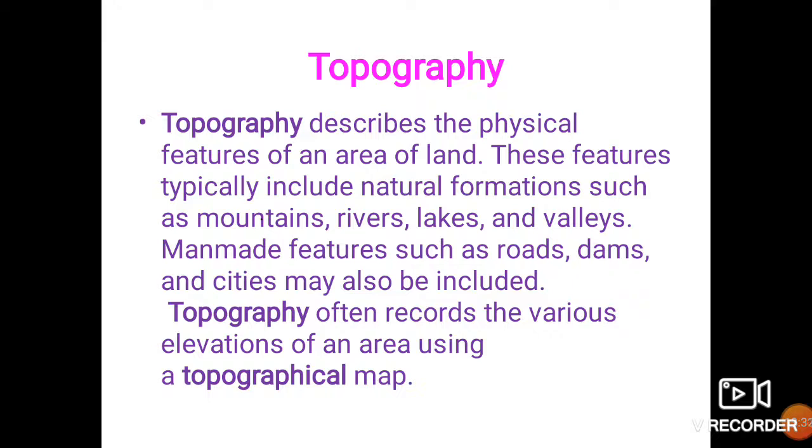Sometimes while making topographic maps, man-made features or artificial features such as roads, dams, towns, cultivated fields, railway tracks, post offices, temples, all these man-made features may also be included in that particular area. Topography also records elevation, that is the height of the particular area from mean sea level. While we are studying a topographic map, we often see elevations or height from mean sea level.